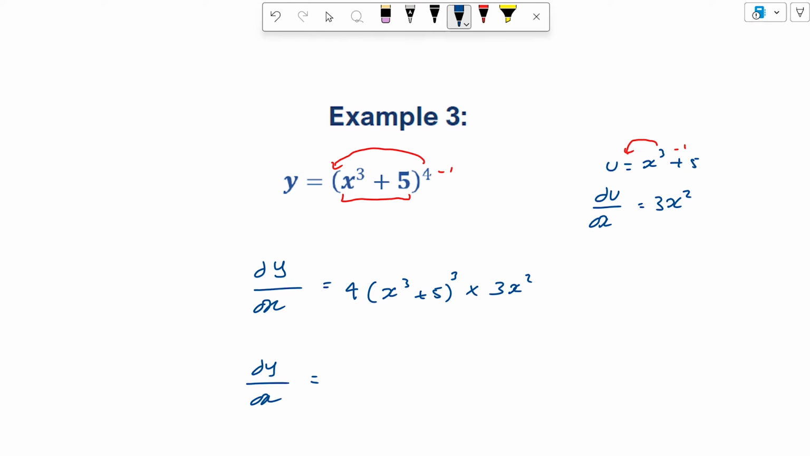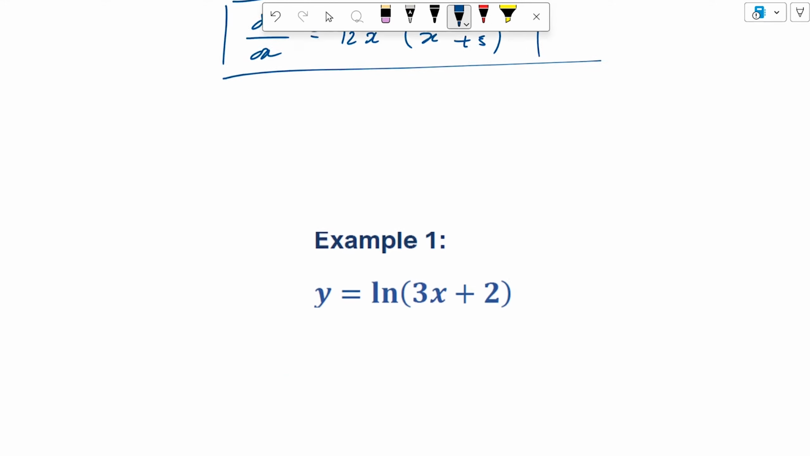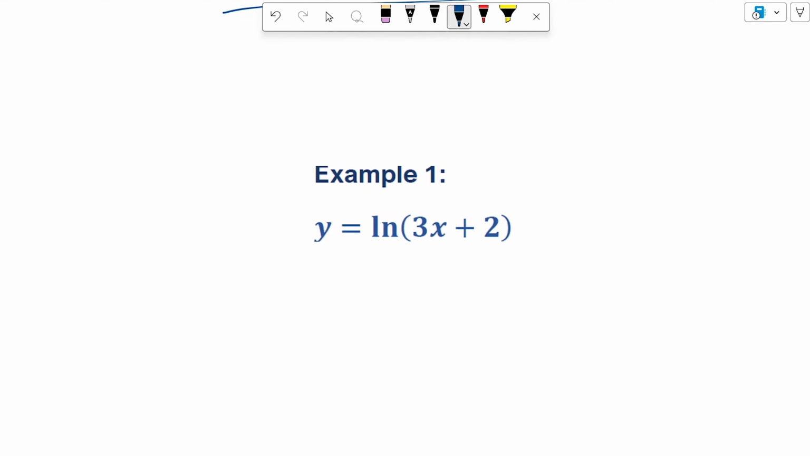That's going to be 12x squared times (x cubed plus 5) raised to the power of 3. There. That's the solution for example number 3. This is supposed to be example number 4. I don't know why I wrote 1.